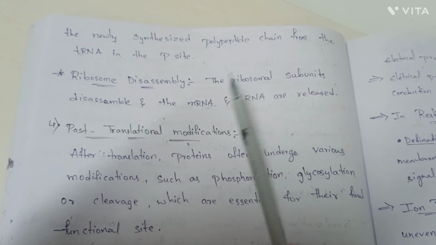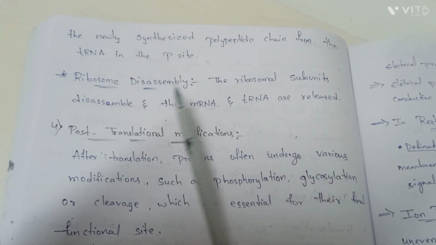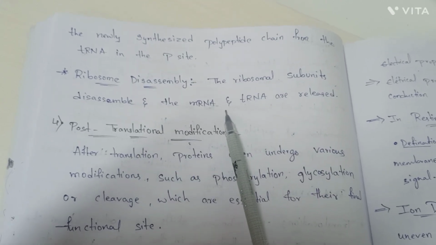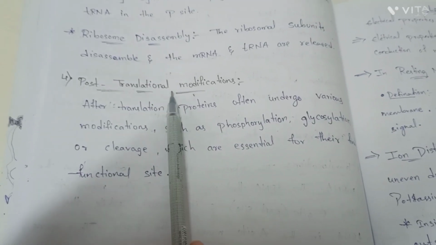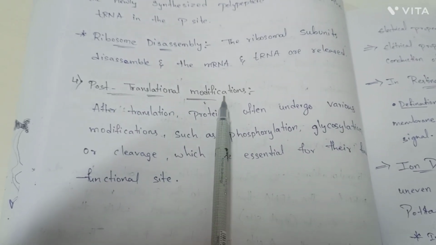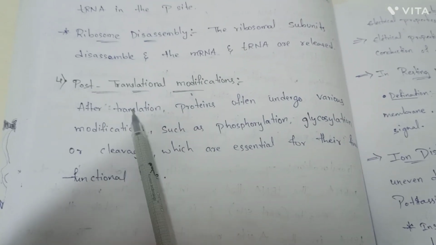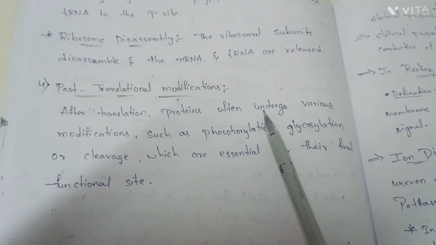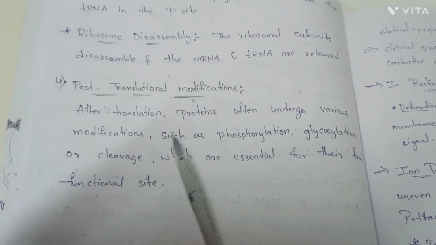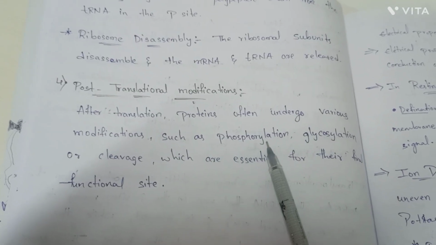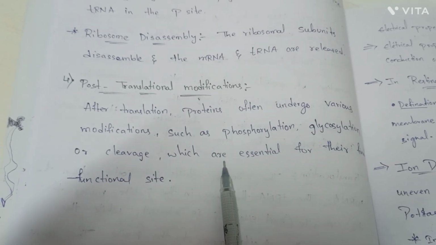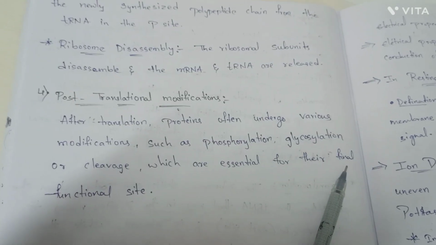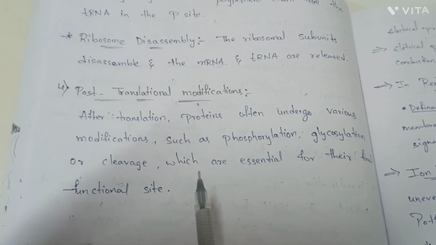Ribosomal disassembly. The ribosomal subunits disassemble and the mRNA and tRNA are released. Fourth step, post-translational modifications. After translation, proteins often undergo various modifications such as phosphorylation, glycosylation, or cleavage, which are essential for their final functional state.